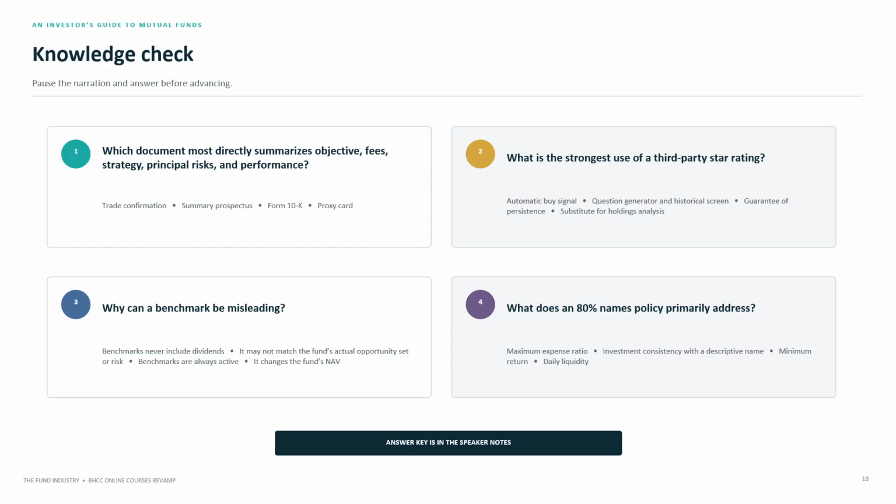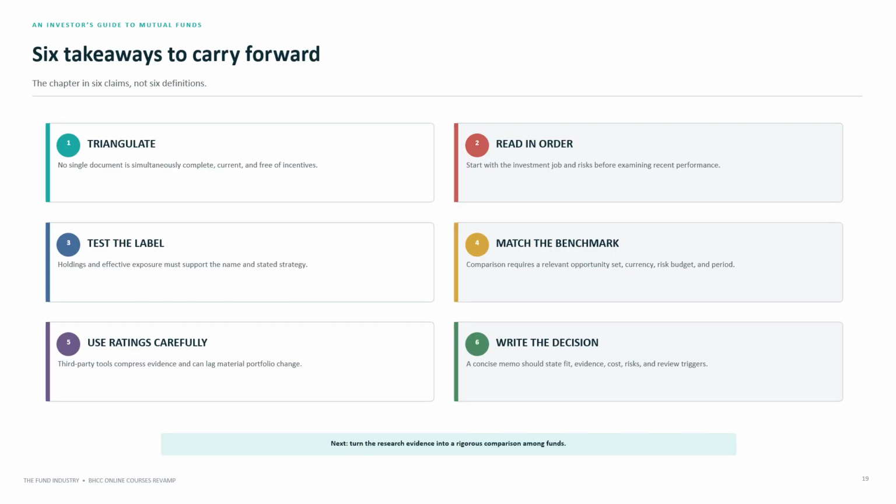Number 1 is B, the summary prospectus. Number 2 is B, a question generator and historical screen. Number 3 is B, because the benchmark may not match the fund's actual opportunity set or risk. And number 4 is B, investment consistency with a descriptive name. Yes, all 4 answers are B. Finance occasionally rewards consistency. Carry 6 ideas into the next chapter.